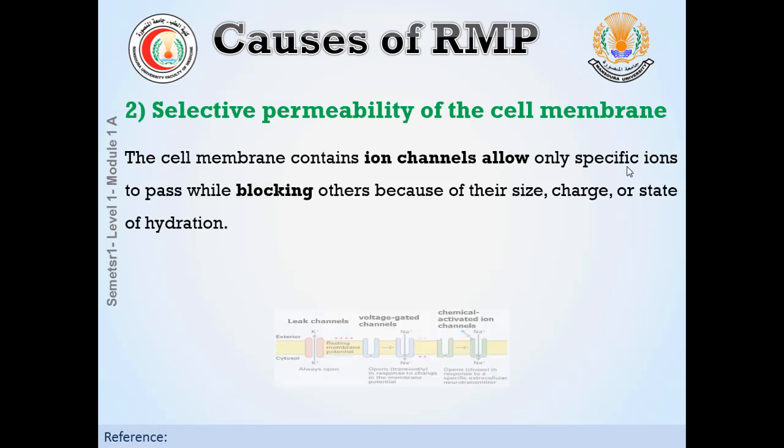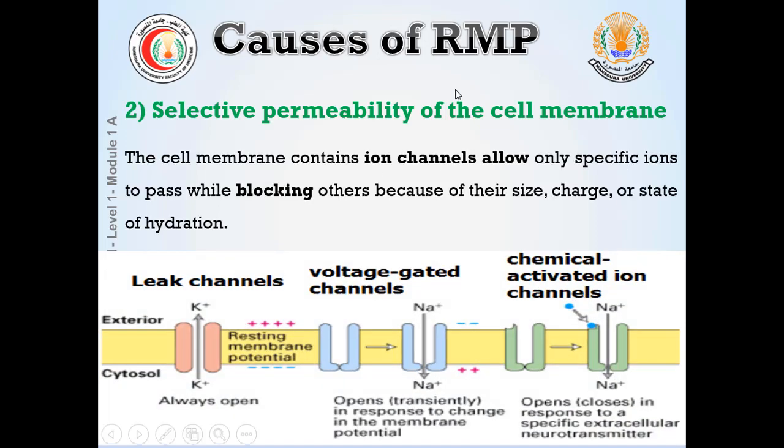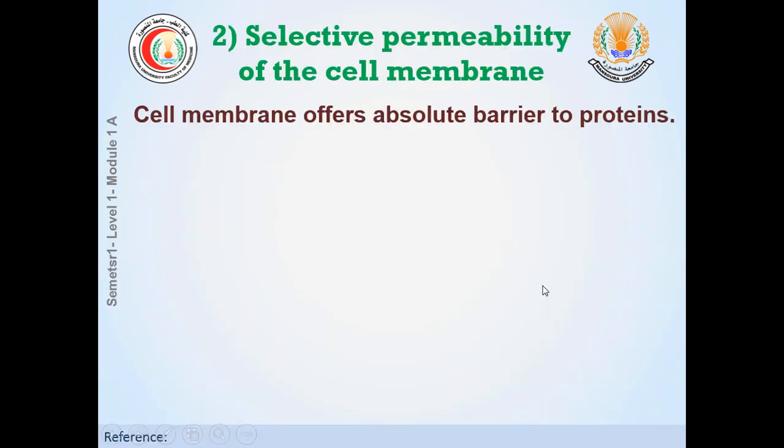The second cause of resting membrane potential is selective permeability of the cell membrane. The cell membrane contains ion channels, which allow only specific ions to pass while blocking others because of their size, charge, or state of hydration. The ions pass through ion channels in the cell membrane, which may be leakage passive channels, voltage gated channels, or chemically activated ion channels.